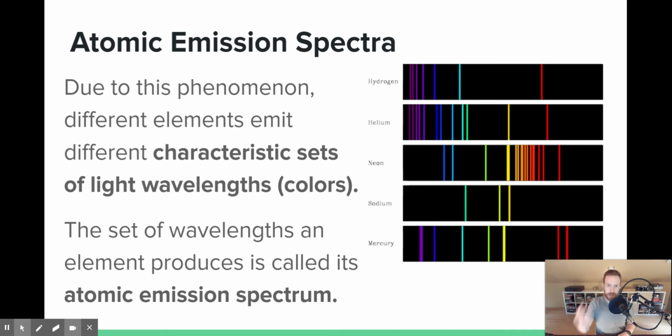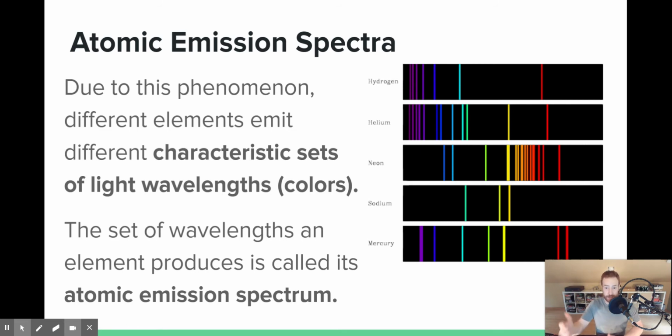So if you light up a hydrogen sample, it's going to emit these wavelengths of light and not really any other wavelengths of light, which is why, going back to that video I showed you at the beginning, hydrogen had a certain color to it. When you emit only certain wavelengths of light, it's going to appear to have a certain color.